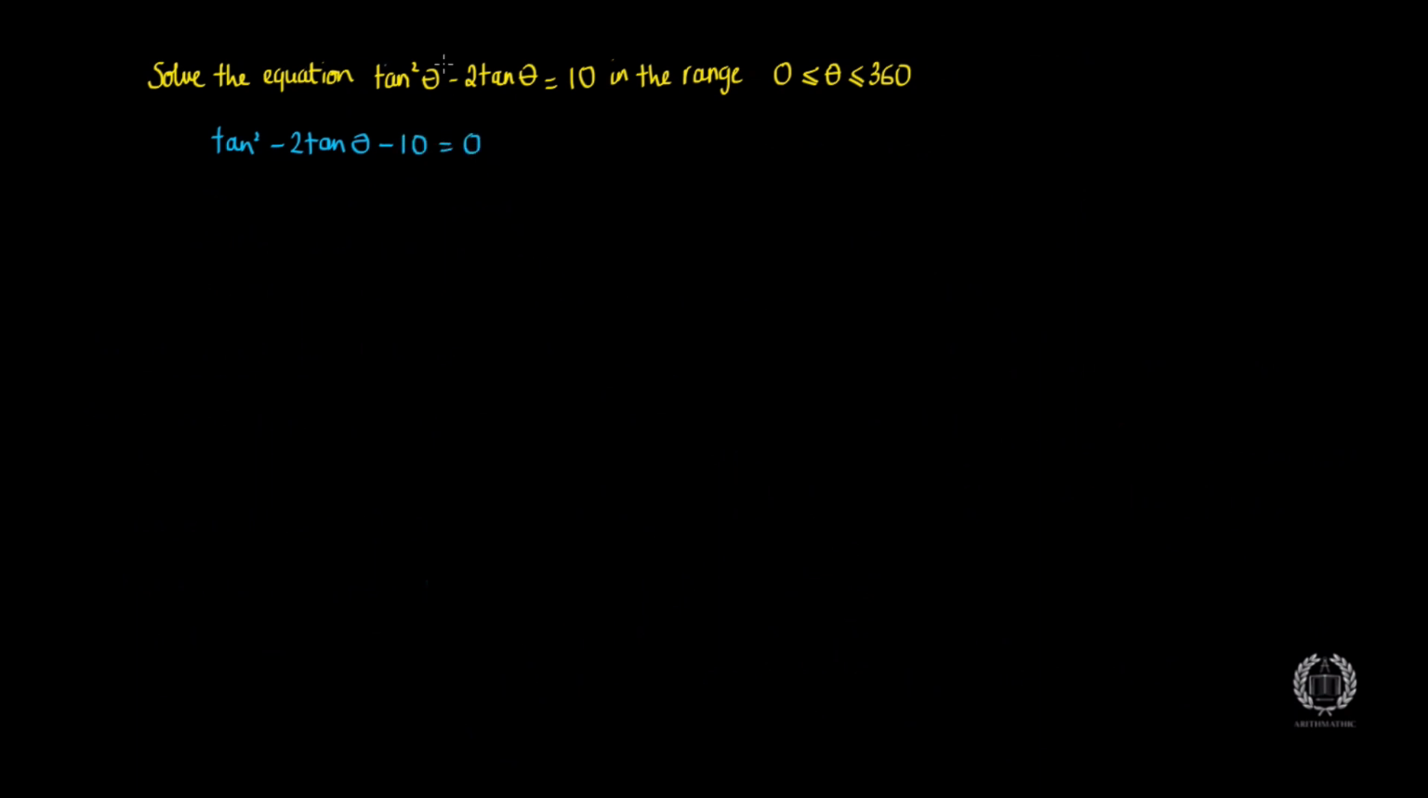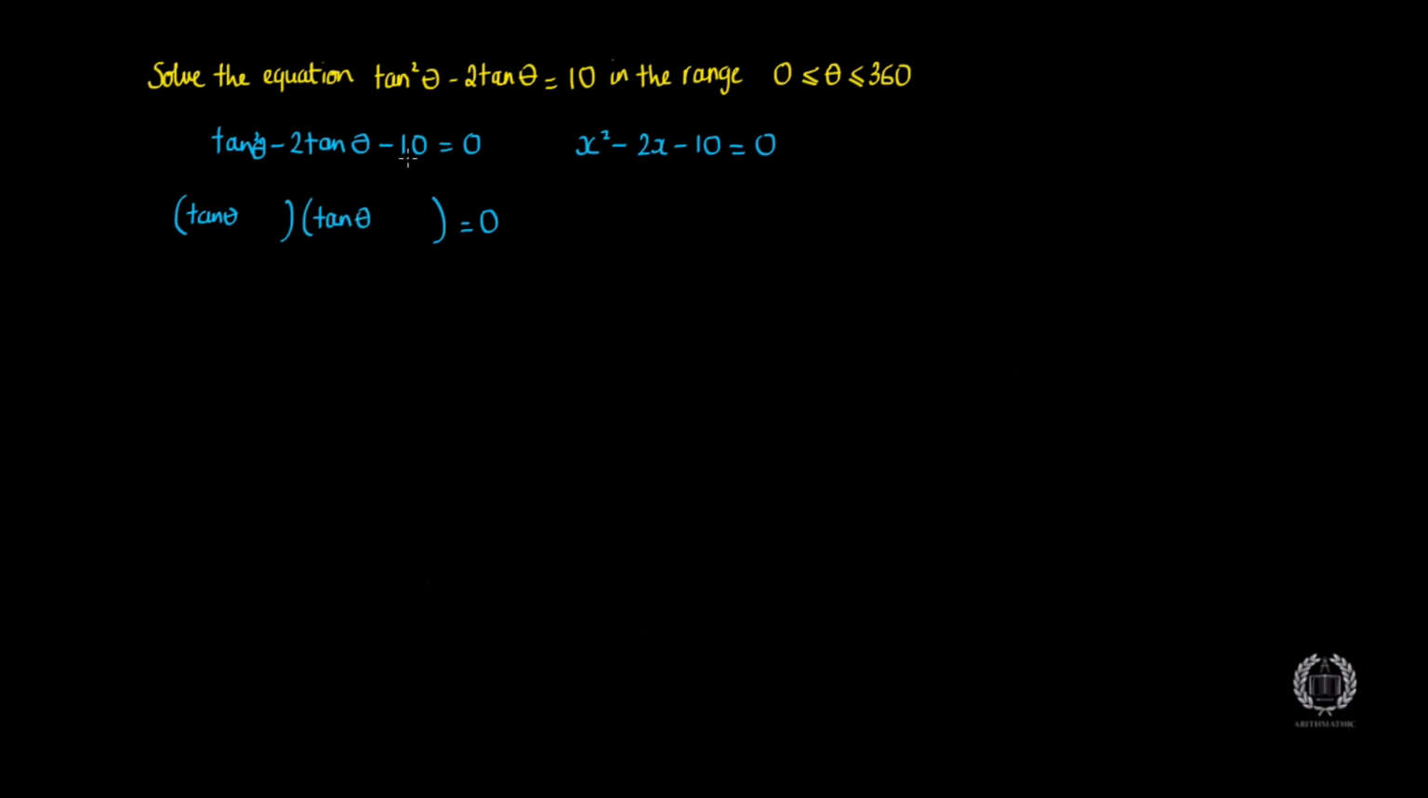And now, if you're not quite sure what this looks like, you can always write it in terms of x. So this looks like basically x squared minus 2x minus 10 equals 0. Can you see that? And all we have to do is just factorize this. So because there's no number before the tan squared theta, all I have to do is just put it into two brackets. That's it, right? So I'm going to have tan theta, and then another tan theta.